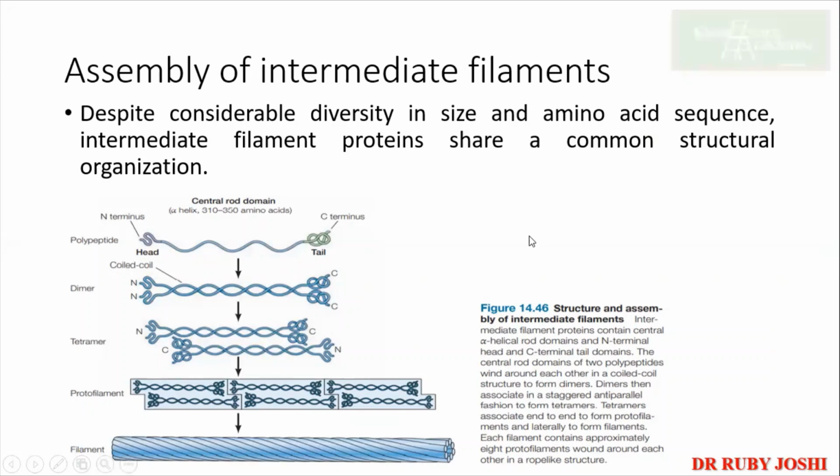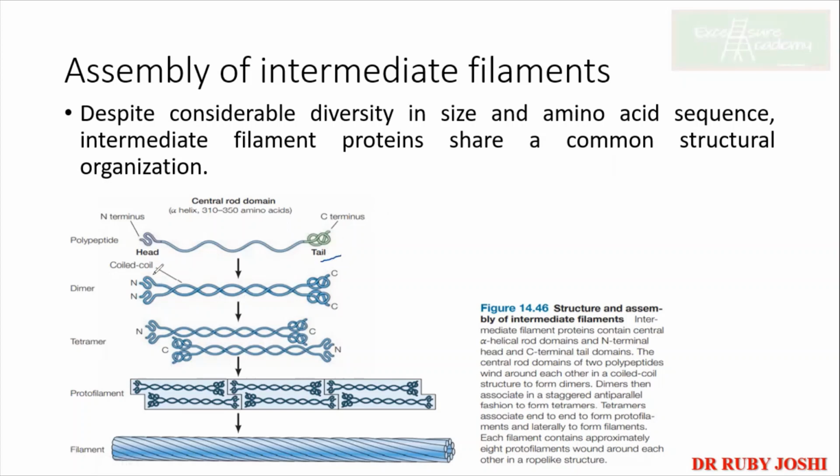Okay, now you have got the alpha helical. So they are all made of alpha helical rods. Okay, they have got the head and the tail. Always your head is present in the N terminal, and then at the C terminal, you have got the tail.